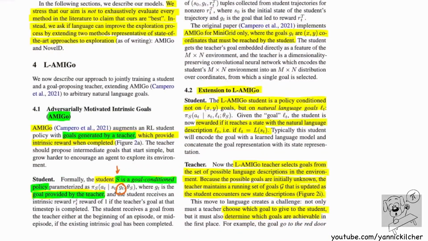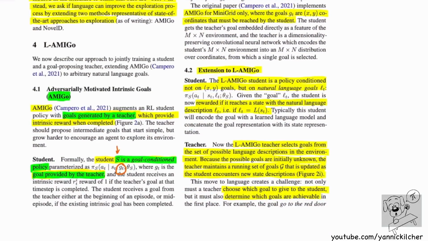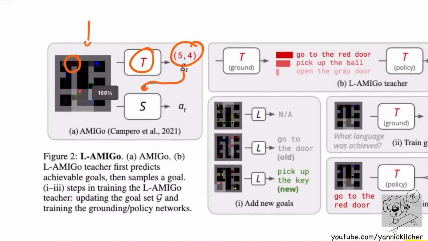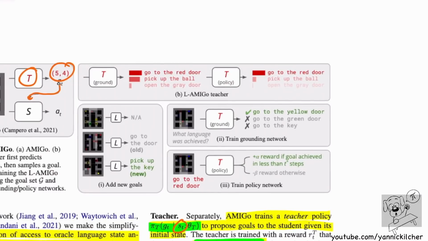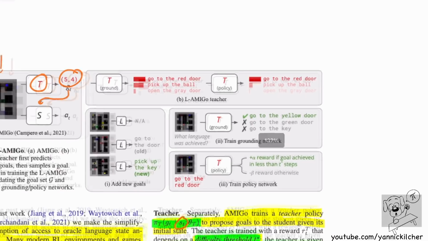So how do we add language to that? We saw that usually the teacher proposes coordinates for the student to get to. Now, if we have language descriptions for every state, so every state the student finds itself in, there is a language description. The teacher can simply output a language description of a state, right? In this case, these are formulated as kind of instructions, right? But remember, they are just descriptions as far as I can tell of the state.